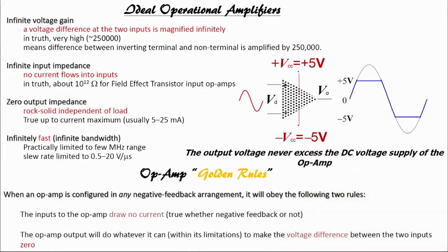Then we have seen the ideal op amp, and the ideal op amp has a few characteristics such as infinite voltage gain, infinite input impedance, 0 output impedance, and infinitely fast. Of course, the op amp has two golden rules, which we have discussed. First, the input to the op amp draws no current, and second, the output will do whatever it can to make the voltage difference between the two inputs 0. These are the two golden rules.